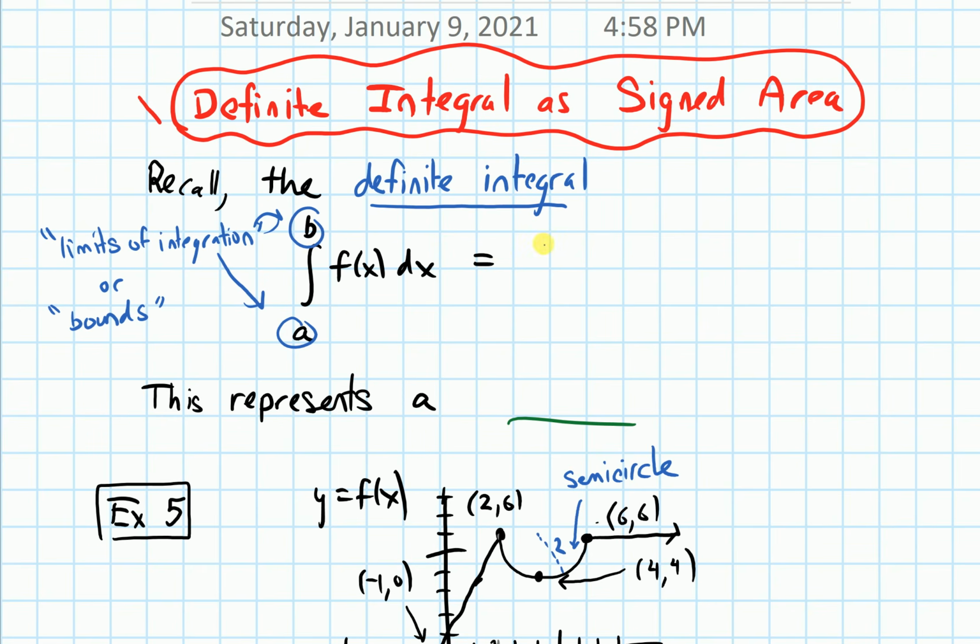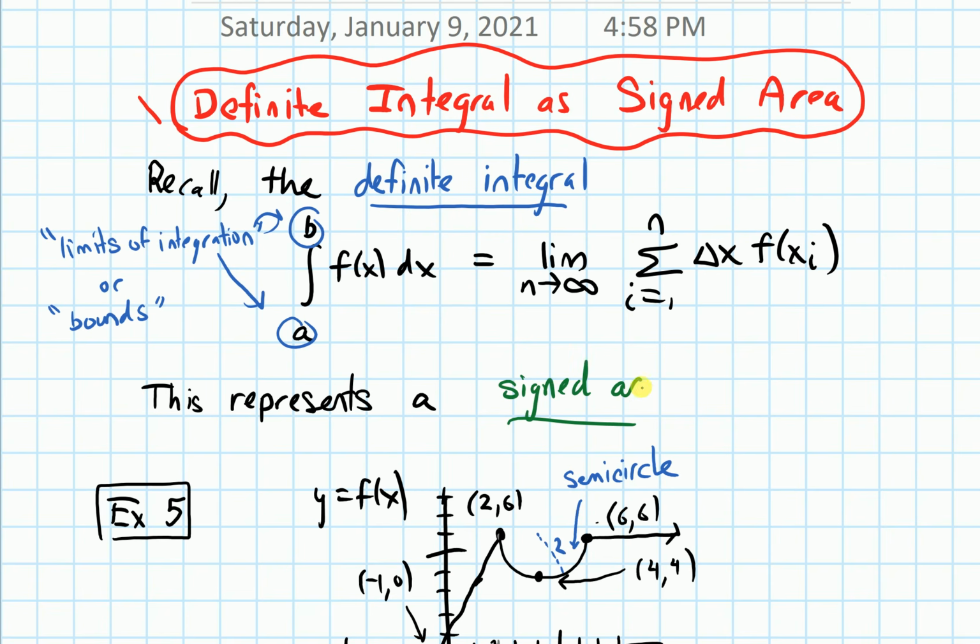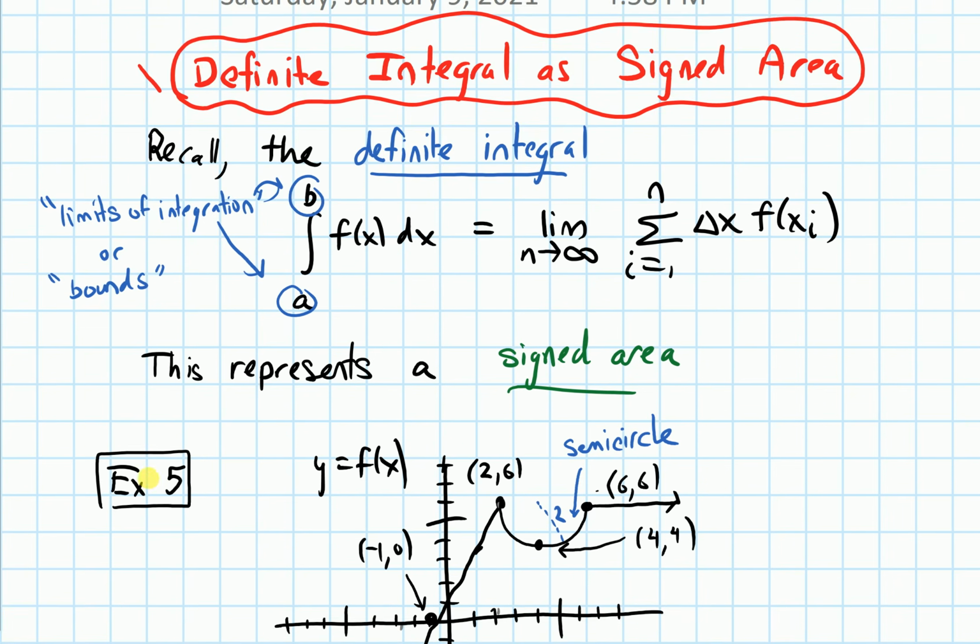And this was equal to the limit as n goes to infinity of our Riemann sum, the sum from i equals 1 to n of delta x times f of x sub i. And we said that this represented a signed area. So let's explain what that means with a picture, with an example.